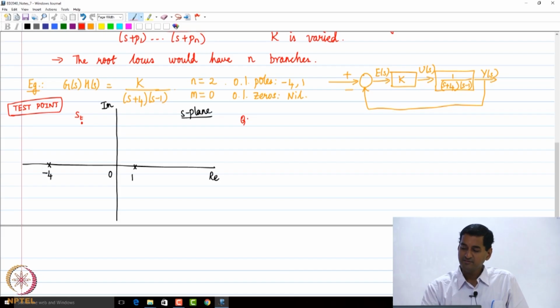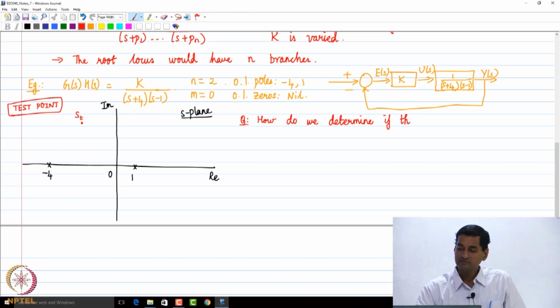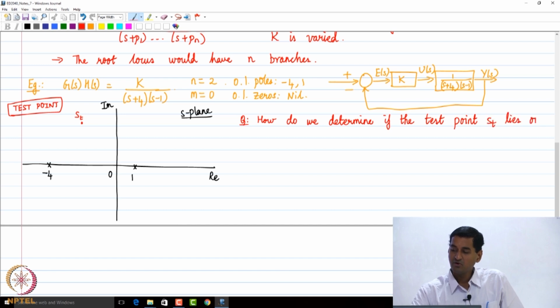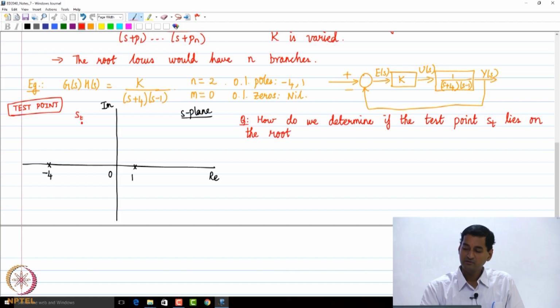So the question we want to ask ourselves is: how do we determine if the test point s_t lies on the root locus?